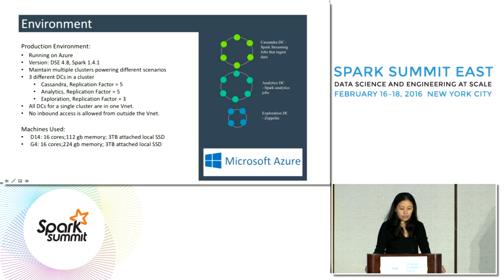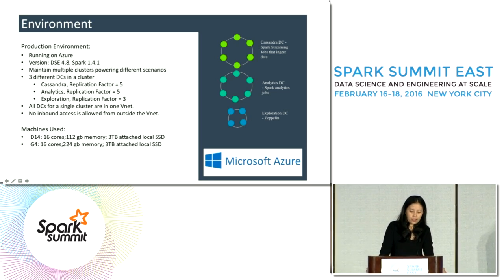For each cluster, we have 3 different data centers. The Cassandra data center has a streaming job running on it. This is the only DC that has ingestion coming in. The analytics DC will have the batch job running. And the exploration DC will have a zip line running. People can run ad hoc queries on it. We established a separate exploration DC so that an accidental bad query in the exploration DC will not impact the Cassandra and analytics DC, which are responsible for the ingestion and the job execution.